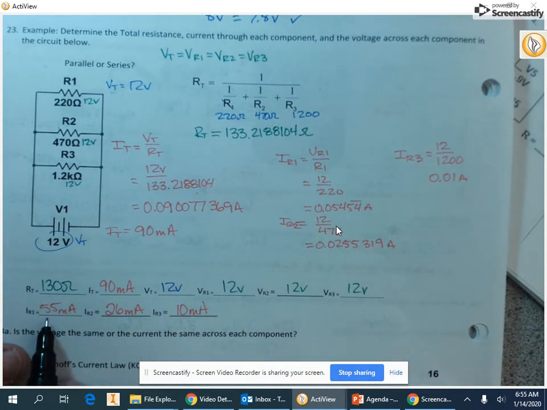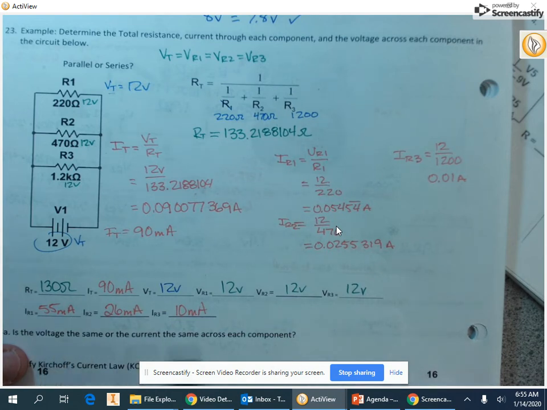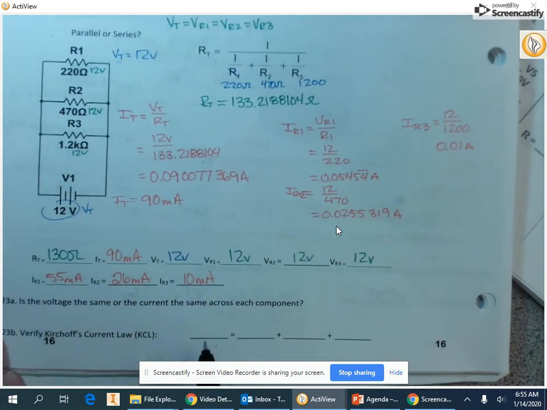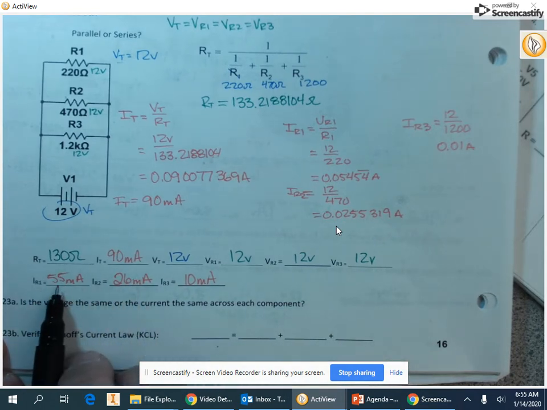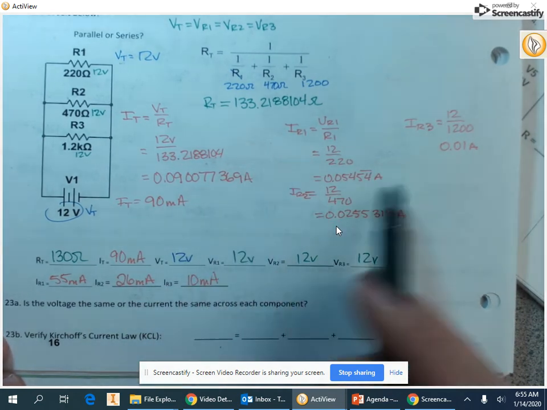And what you can do is say 55 plus 26 plus 10 should equal 90. Of course, we're using round values, so it'll be a little bit off, but that's how we would check Kirchhoff's current law down here. And hopefully we're pretty close. It looks like we're 1 milliamp off. So just a matter of rounding.